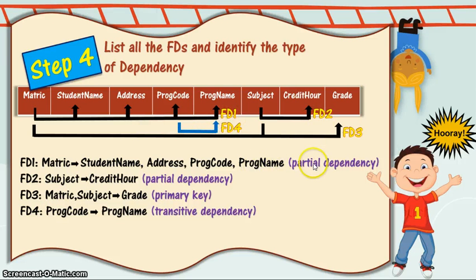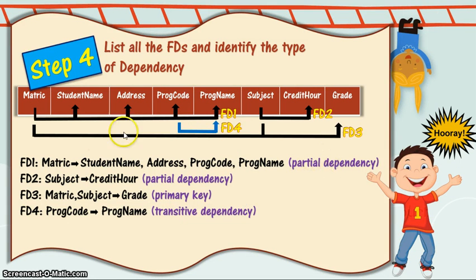How do we identify the type of dependency? We have partial dependency, transitive dependency, and fully functional dependency, which we also call a primary key, and we have composite key. You can refer to the notes or to the database textbook. There are so many types of FDs, right?